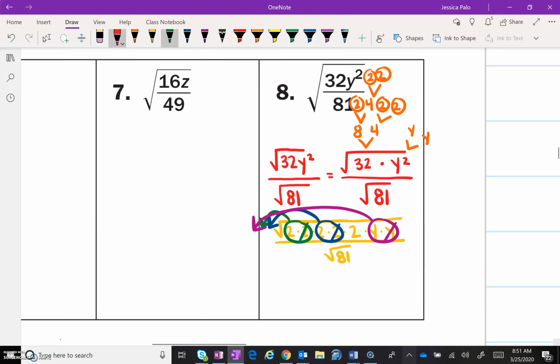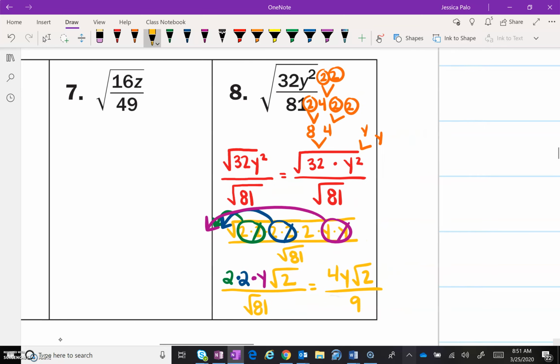So we are left with 2 times another 2 times y times radical 2 all over radical 81. And now we can finally simplify. 2 times 2 is 4. 4 times y is 4y. 4y radical 2 over the square root of 81, which is 9. So that is our final answer, 4y radical 2 over 9.